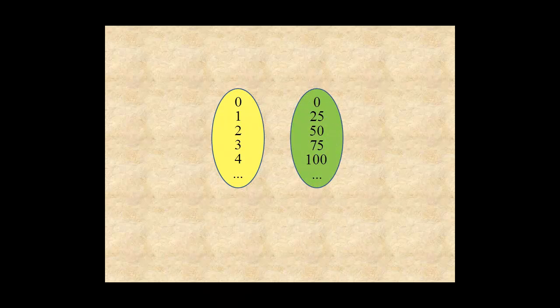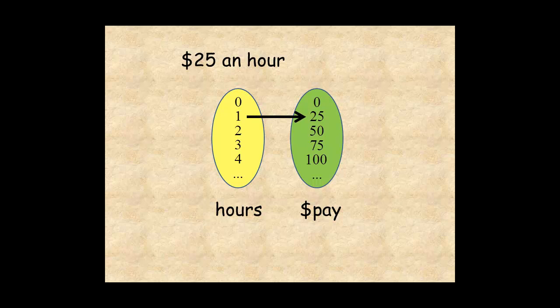For example, if you make $25 an hour, there would be a relationship between the hours you worked and the amount of your pay. If you worked 1 hour, you'd get $25. If you worked 2 hours, you'd get $50. If you worked 3 hours, you'd get $75, and so on.